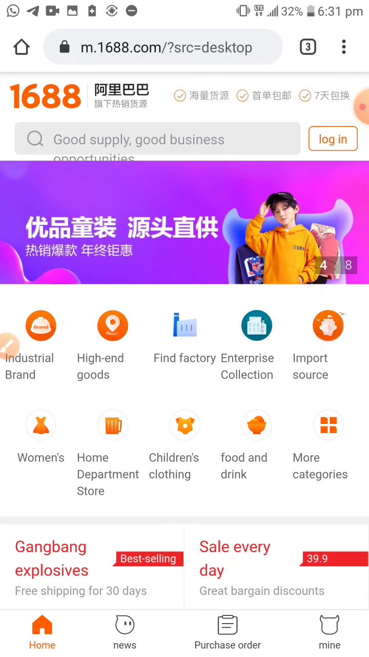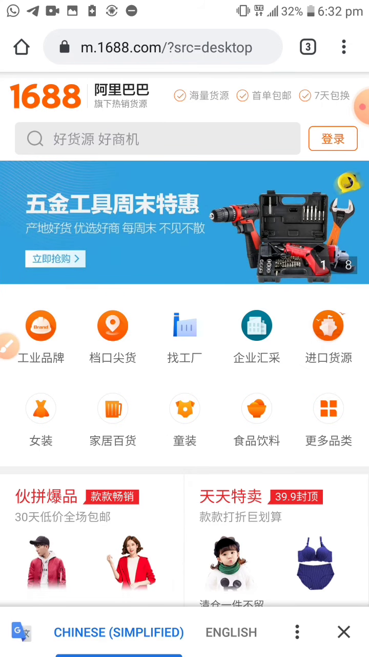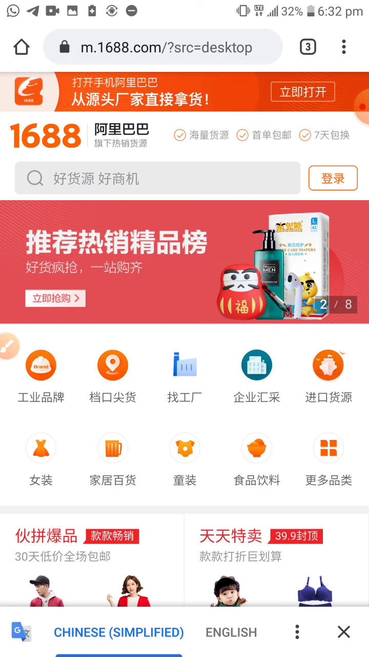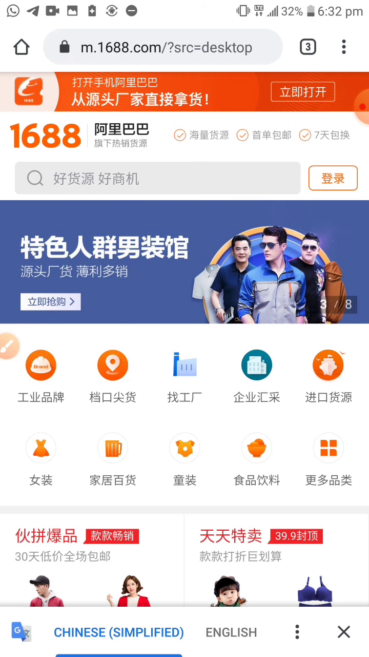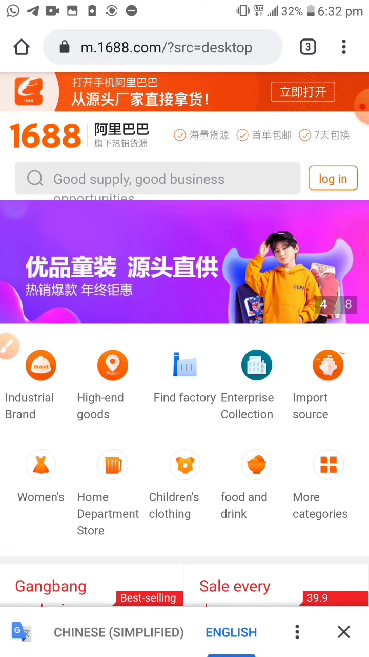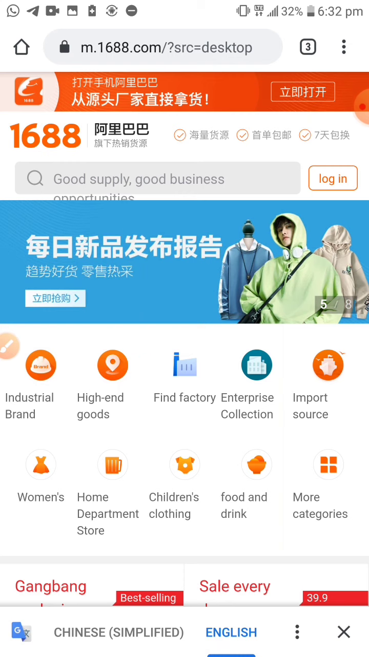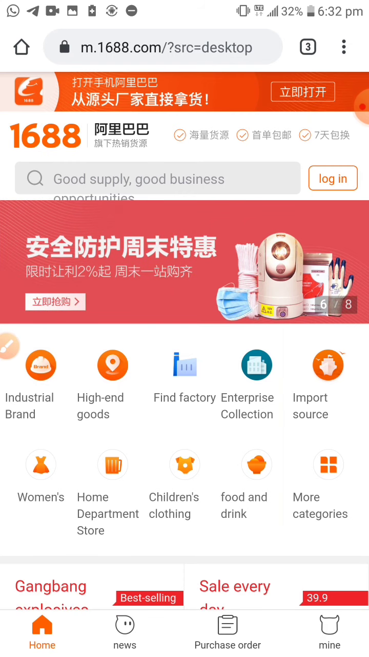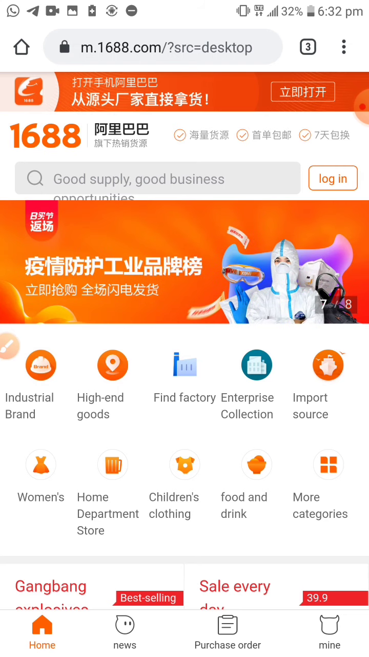Alright, awesome. You can see what I just did, right? So let me refresh this page again. You see it's in Chinese. You type in 1688.com. It is going to automatically change to the mobile version. Then you click on English. Make sure you are using a Chrome browser. That's a very important one to note. Right, so here you can see you have some options.